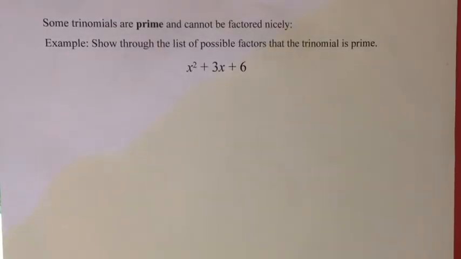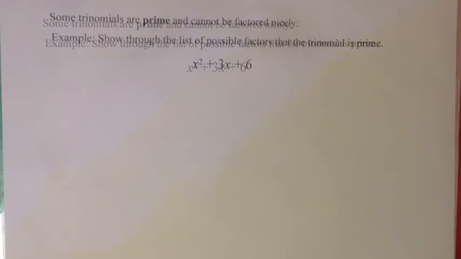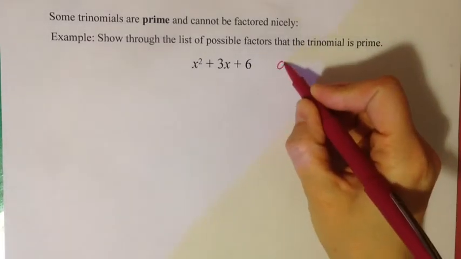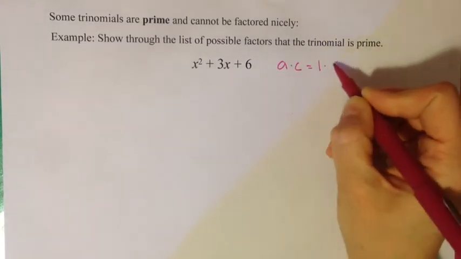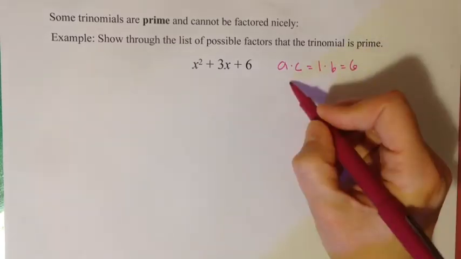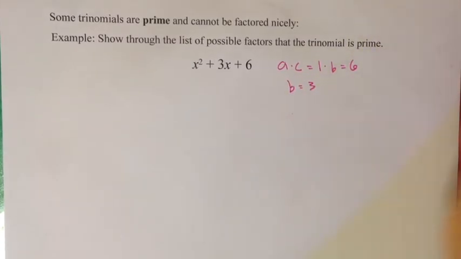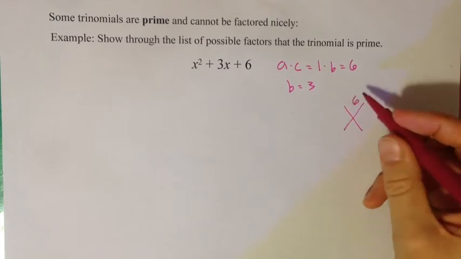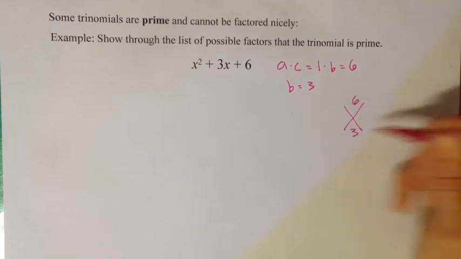Finally, I want to show you that some trinomials are prime and just can't be factored nicely. So for this example, we're going to show that this trinomial is prime by trying to factor it and seeing what goes wrong. So here I have x squared plus 3x plus 6. So a times c is 1 times 6, which is 6, and b is 3. So I'm looking for numbers that multiply together to be 6, but add together to be 3.